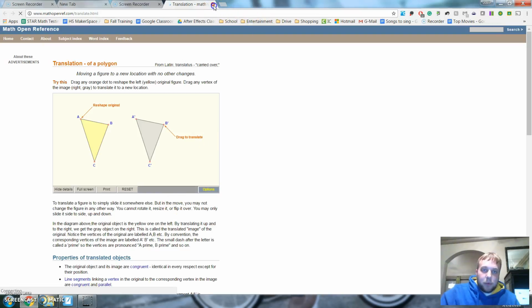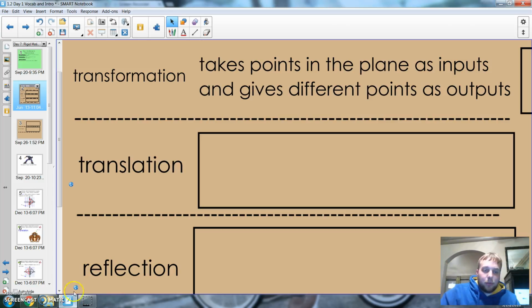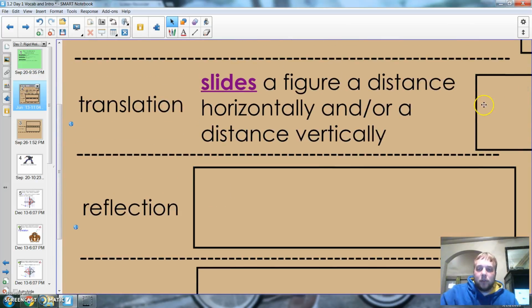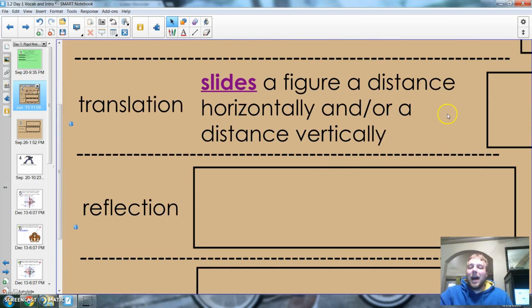All right, now we're going to keep going here. You're going to get some mind-blownization some more. We have reflection. Oh, by the way, let's show you this. A translation slides a figure a distance horizontally and or distance vertically.